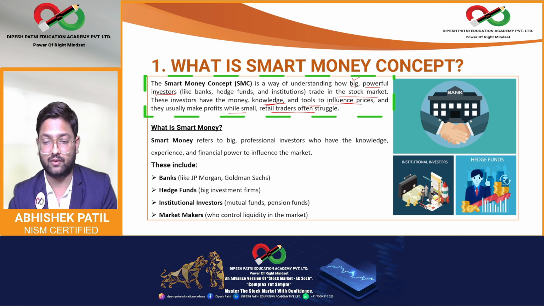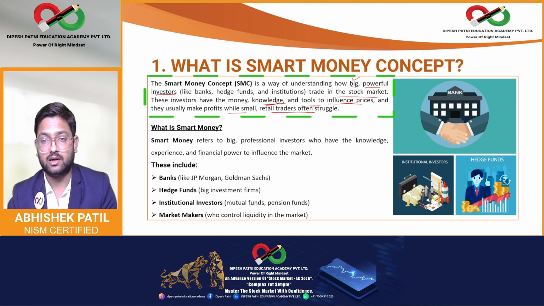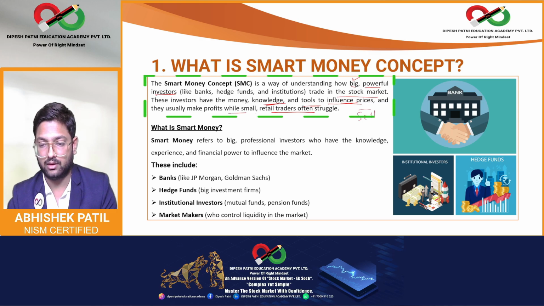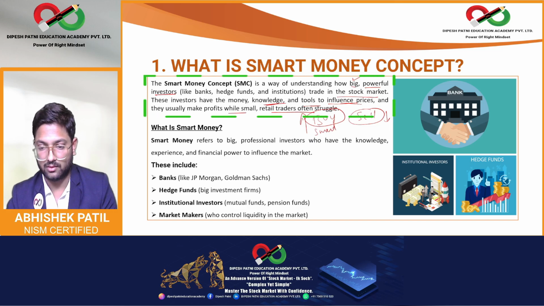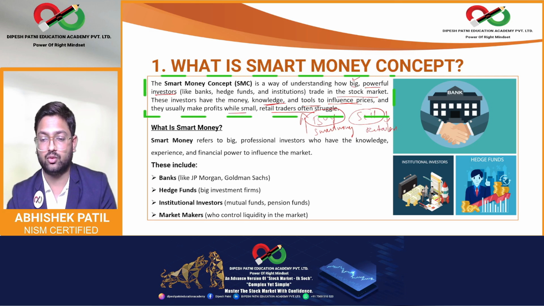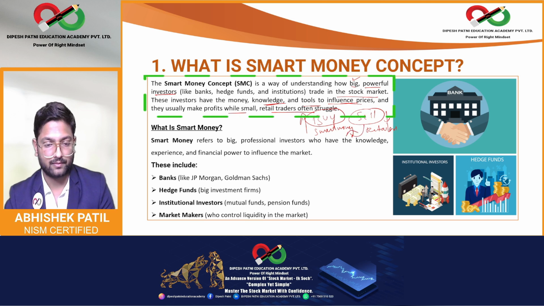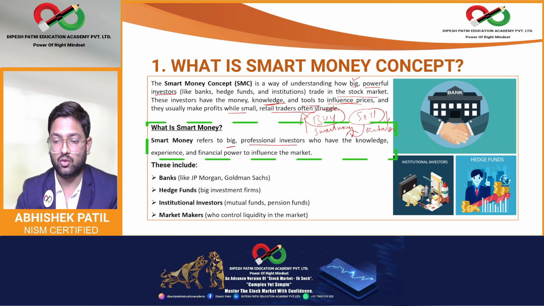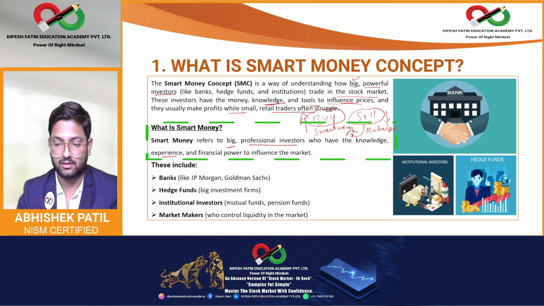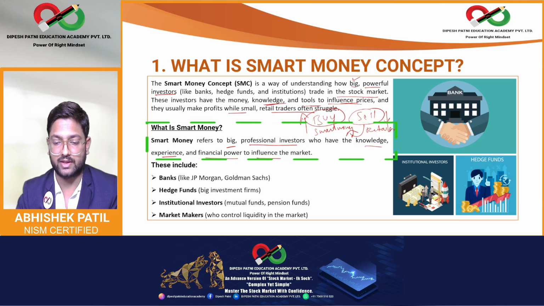Why do retail traders often struggle? If the retail trader is selling from a particular point, but the big institutions are buying from that same point, we end up making losses in the market. So what we have to do is, instead of selling, we need to buy along with the smart money. What exactly does smart money mean? It refers to the big professional investors who have knowledge, experience, and financial power to influence the market.